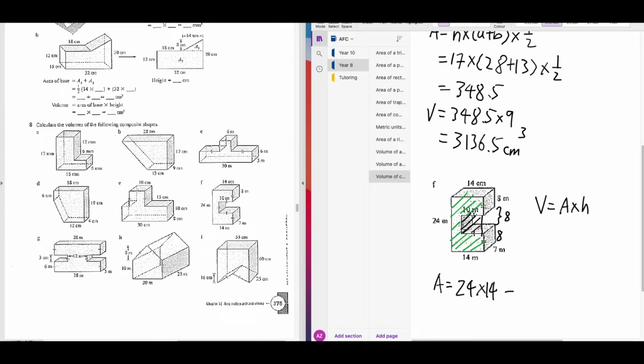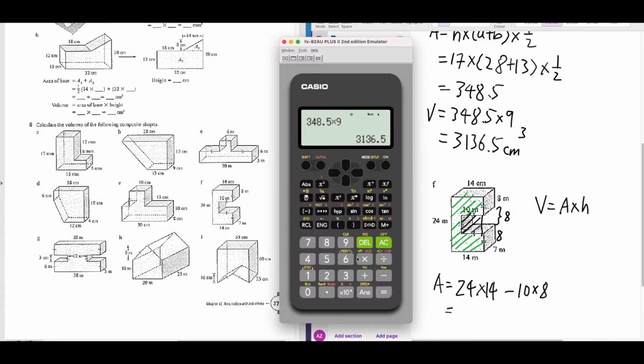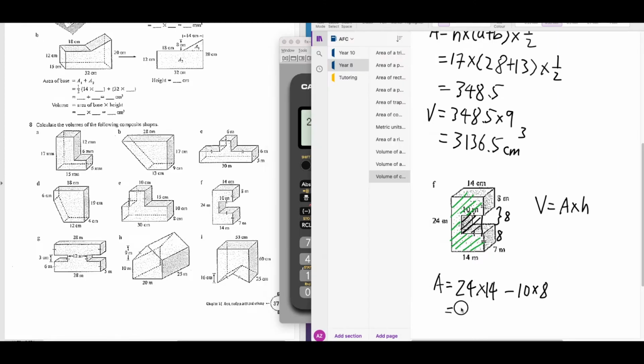So then we know this shape on the inside is going to be 10 by 8. So then we take away 10 times 8. And that will give you the area of the green shaded part. Now what does this equal to? So we do 24 times 14, take away 10 times 8. That's 256. Okay, so the area of the cross section is 256.